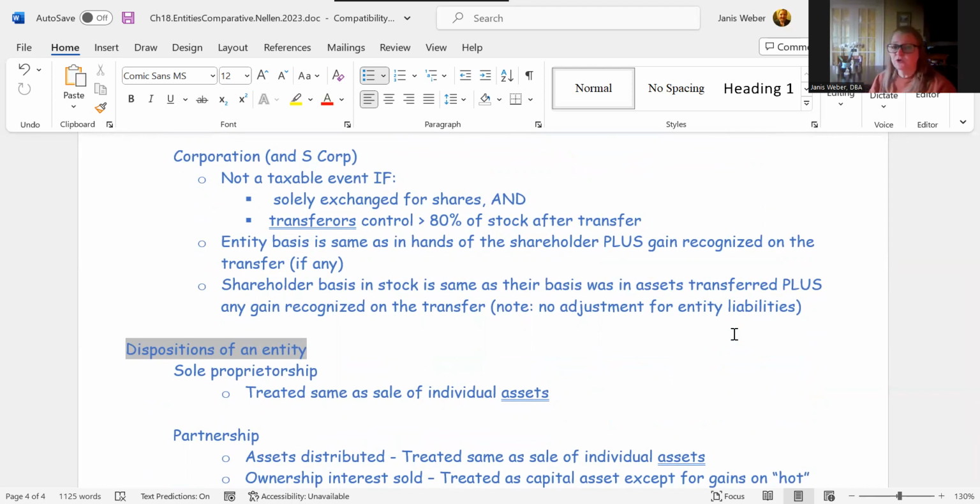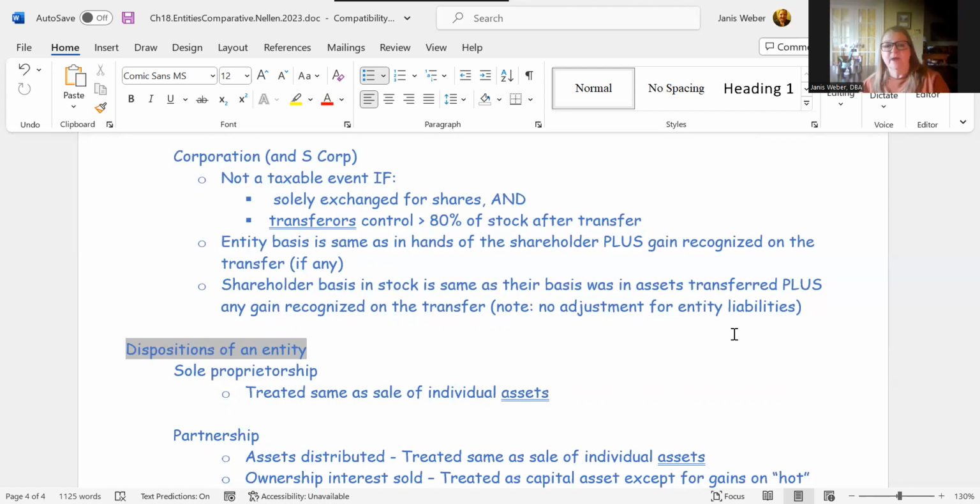Now corporations and S corporations, because S corporations are corporations, aren't they? For corporations, when you transfer assets into the corporation from an individual, it's not a taxable event if two pieces are in place. One is if the assets are transferred solely in exchange for shares. And two, if after the transfers are made, the transferors control more than 80% of the stock. So when you're doing a big transfer with multiple people, the initial incorporation of assets, a lot of times it's not a taxable event. And this is that code section 351 transfer.